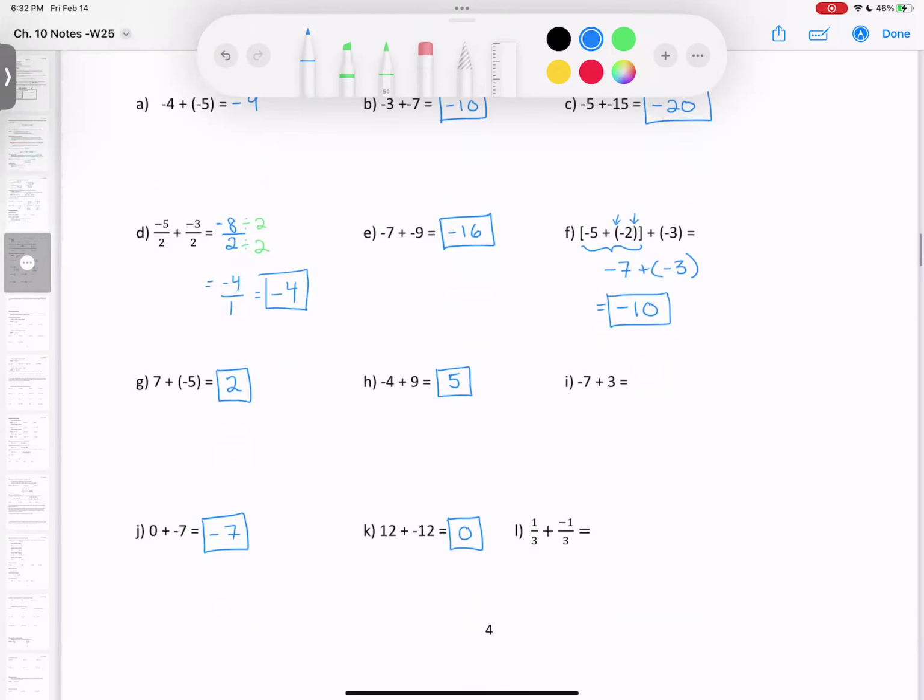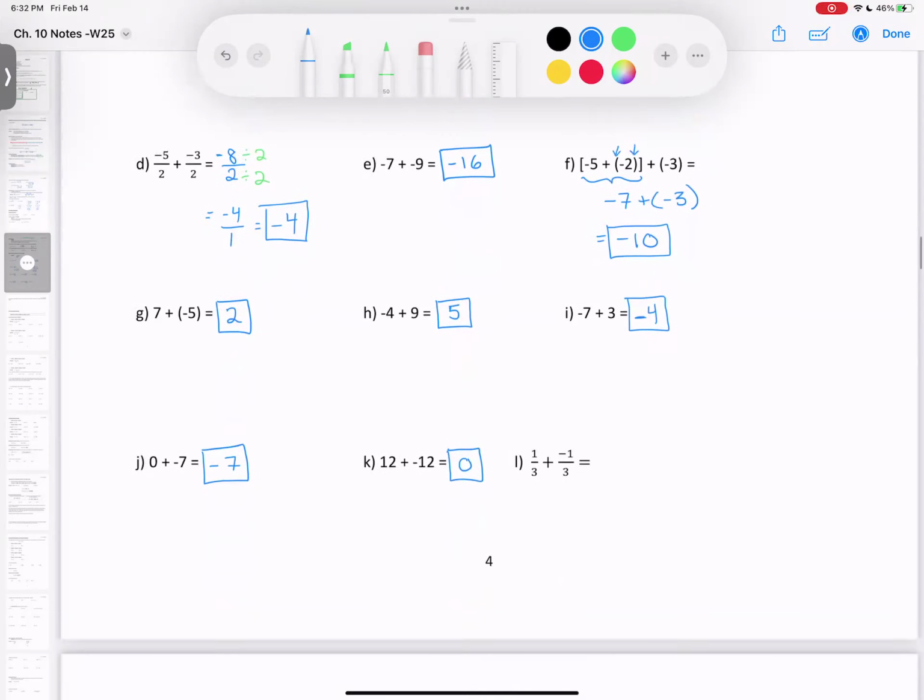Next one, -7 plus 3. So 7 minus 3 gives me 4. Take the sign of the bigger number, which is -7, and our answer is negative. So -4. And last one, we have a fraction again. We're adding like fractions, so our denominator stays the same. We can add the top numbers. We have 1 plus -1. Any number plus its negative gives us 0. So we've got 0 over 3. 0 over any number is just 0. So our answer here then is 0.